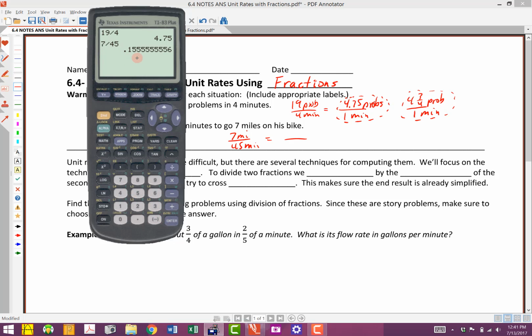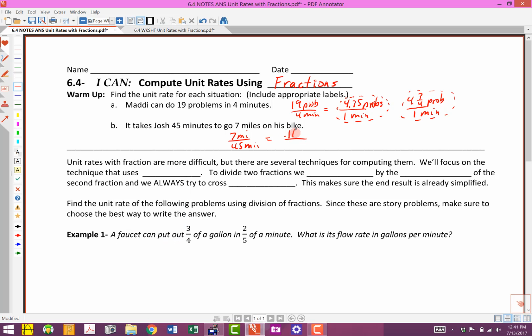And 7 divided by 45 is 0.155. So I'm going to round to the nearest hundredth. So instead of doing 0.15, I'm going to take that 5, bump this up to a 6. So this is going to be 0.16. So this is going to be 0.16 miles per minute. So they're running about a 1/6 of a mile per minute.